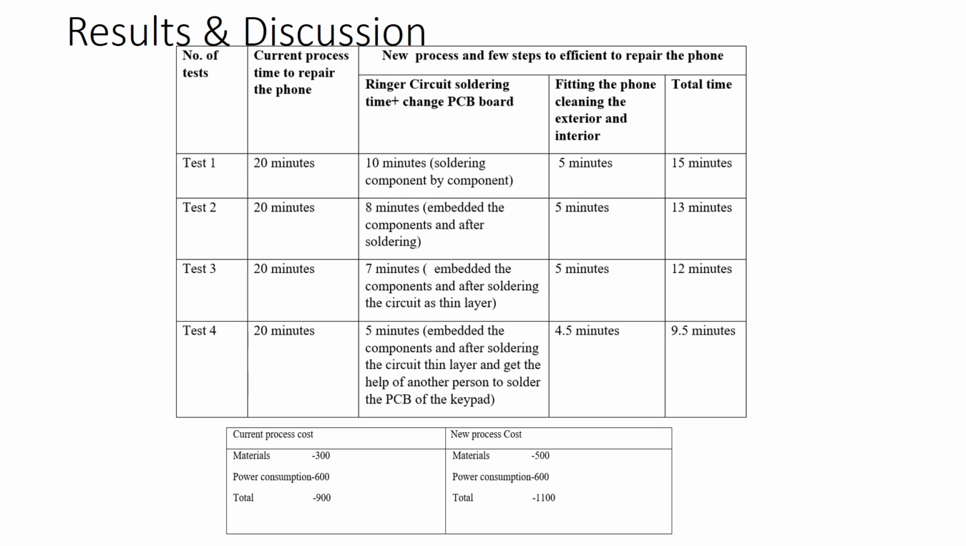Now the table below has the current process and new process, which identifies the materials and the cost of both processes. Materials cost changes, and power consumption is the same, but the total cost changes. The current process has 900, now the new process has 1100. That is the difference. It has some extra cost, but the thing is, it's very effective.